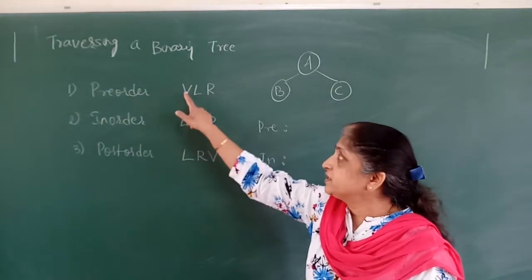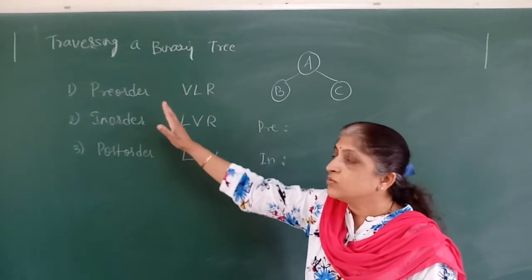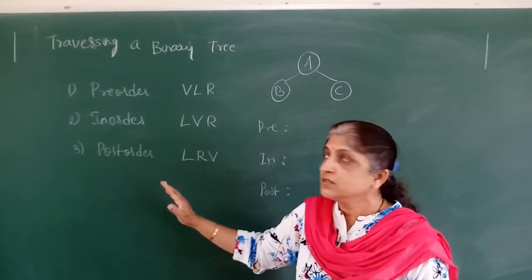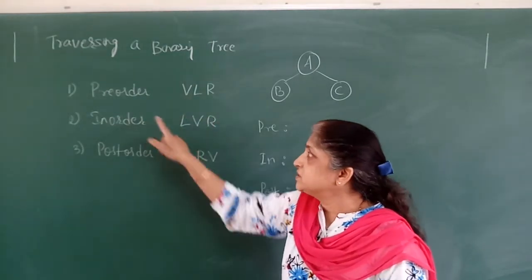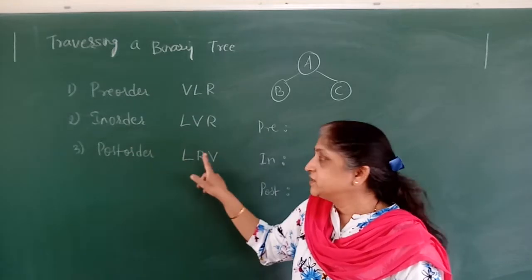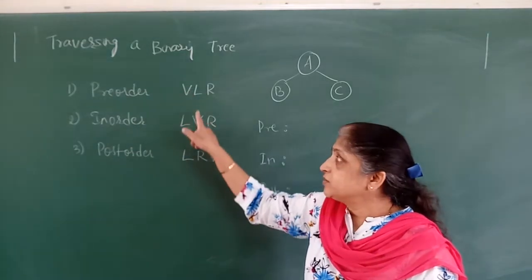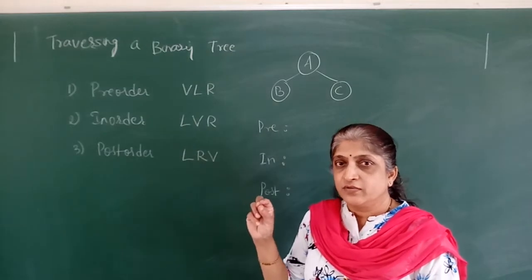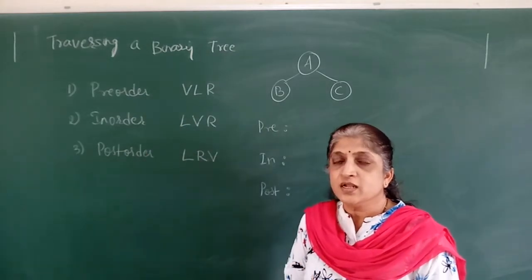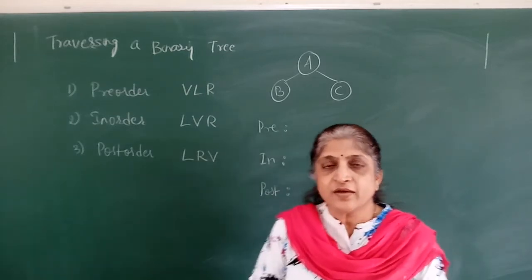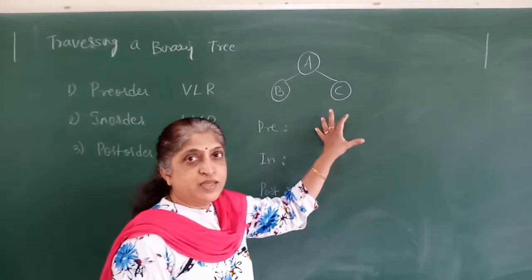The position of this root node tells us what traversal method this is. Here V stands for visit. Visit the root first, visit the root in the middle, visit the root at the end. So based on the position at which we perform the visit, we name these traversal methods. Here I have this example. We'll just check how to traverse this simple binary tree.